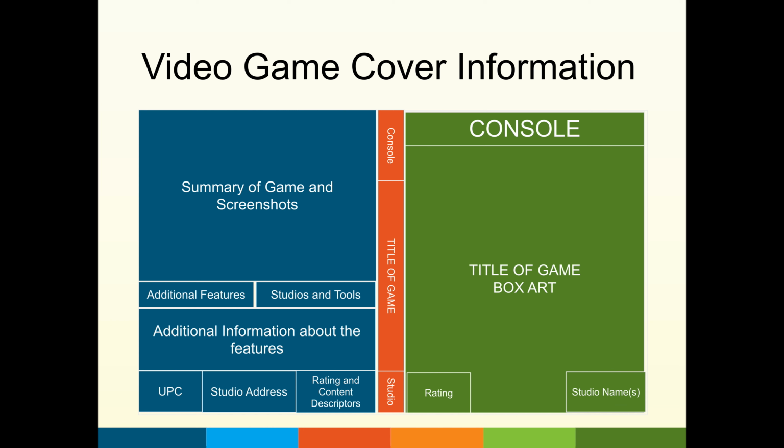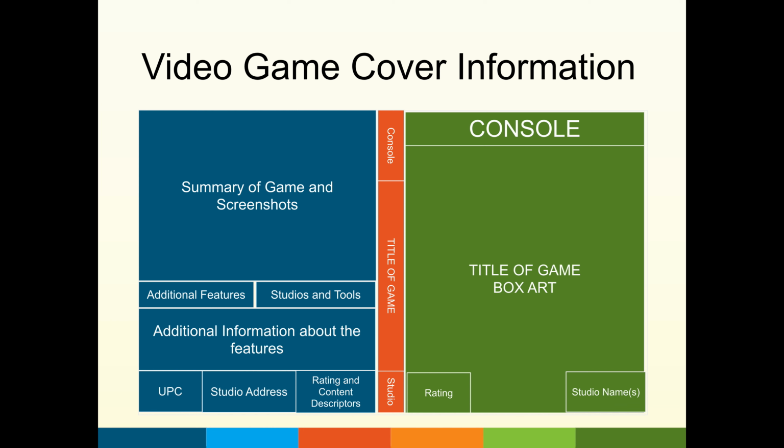On the spine of the case, which are the orange boxes, at the top you have the console or platform that the game can be played on. Sometimes it's just a logo, but it should match the console on the front of the cover. Then it lists the title of the game, and typically at the bottom is the game company name or logo.